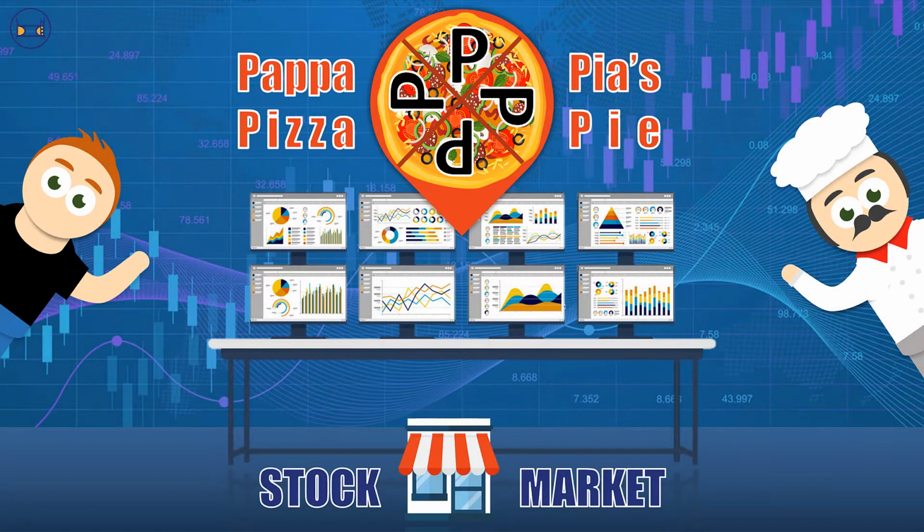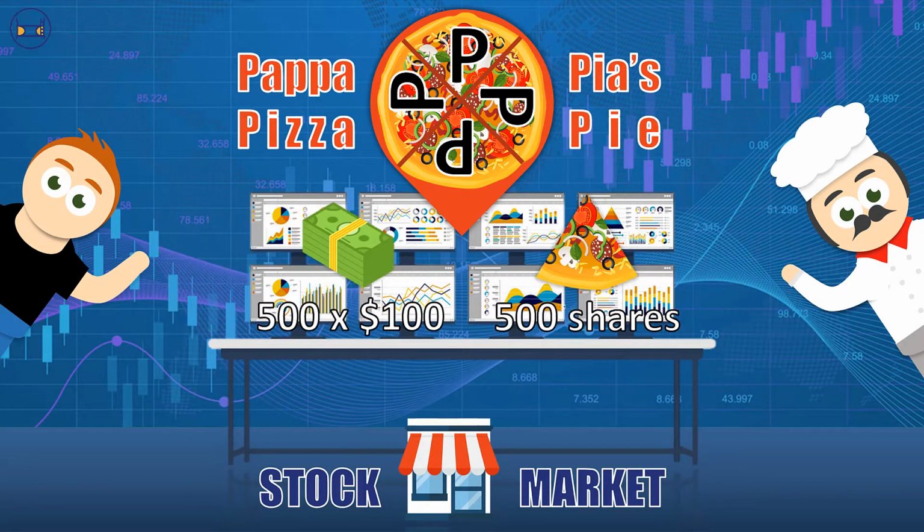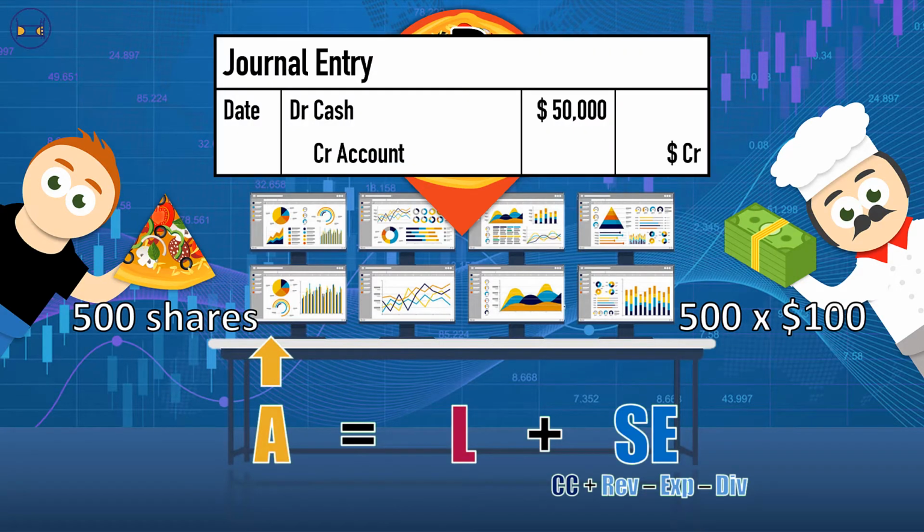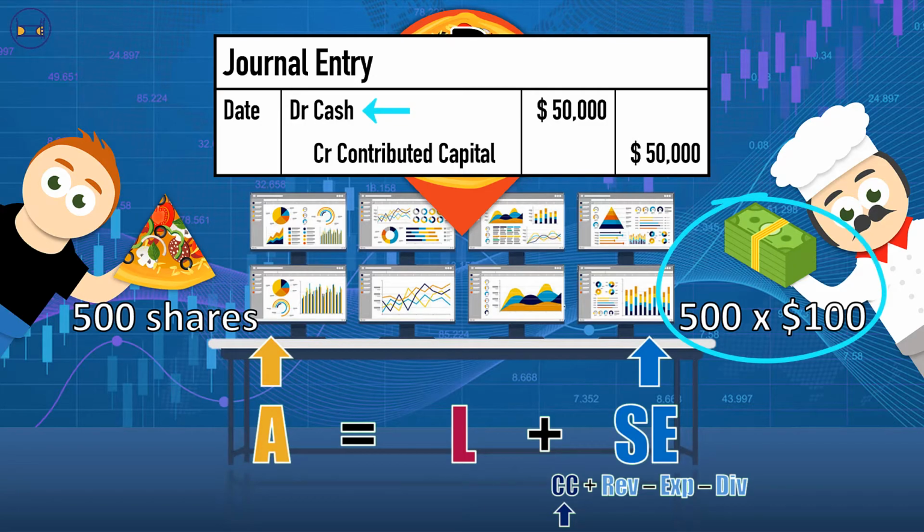Or when Papa Pia's Pizza Pie sells 500 shares in the stock market for $100 each, it'll debit cash for $50,000 and credit contributed capital for $50,000. Note that the value in contributed capital is not the same as cash. The company can take that $50,000 cash and spend it on, say, professional advice from Papa John.